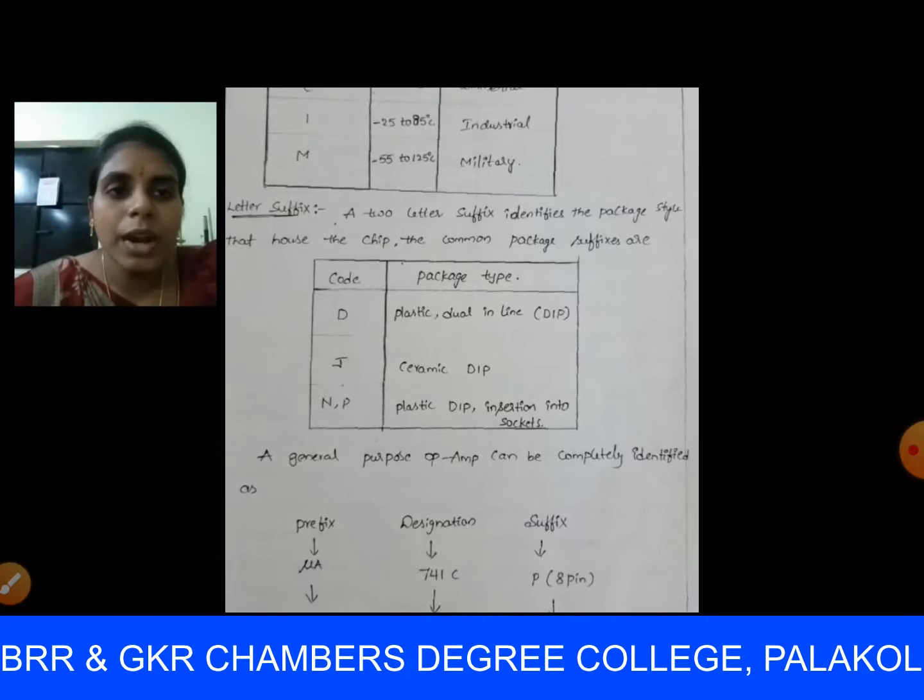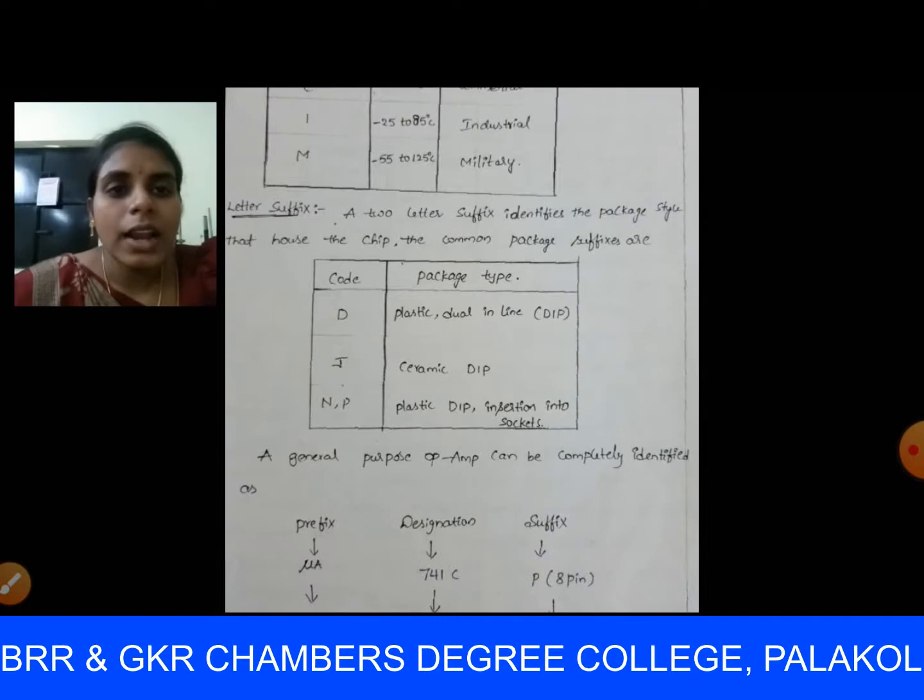The letter suffix identifies the package type, the type of package in which the chip is housed. Regularly, the chip is housed in a rectangular shape having dual inline leads. Dual means double. The leads are arranged around the rectangular shape, with the electrical leads at both sides of the housing. That's why they are called dual inline packages.